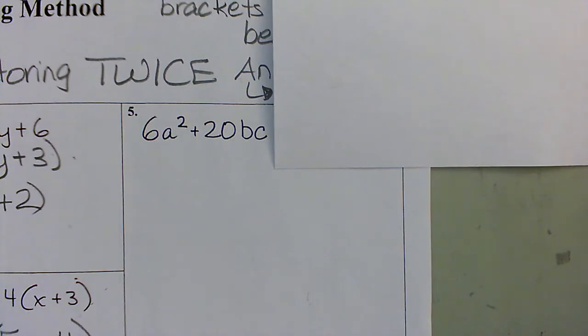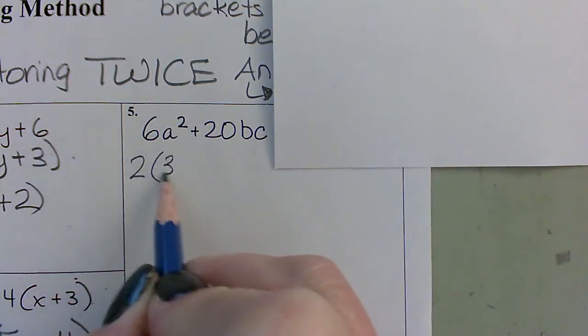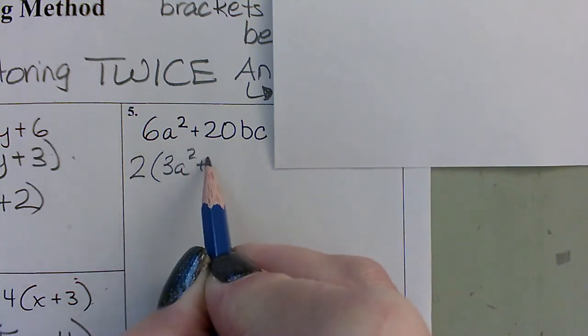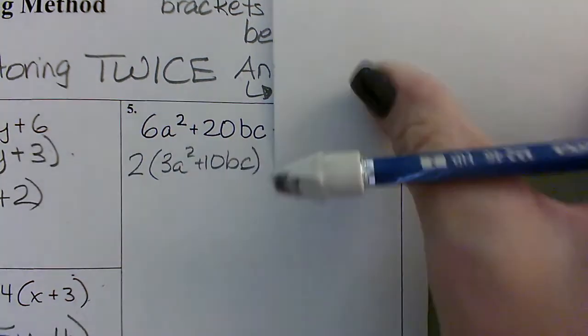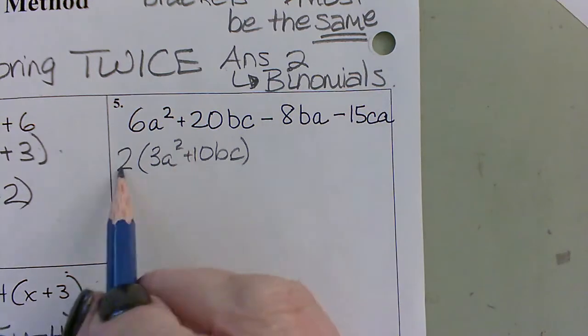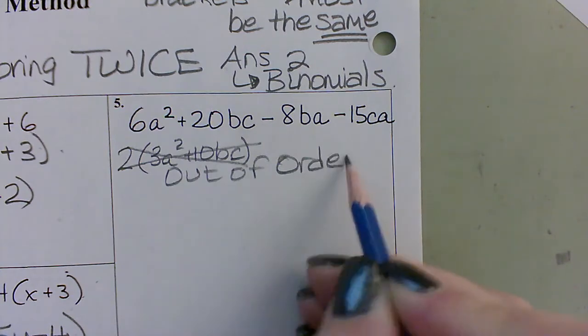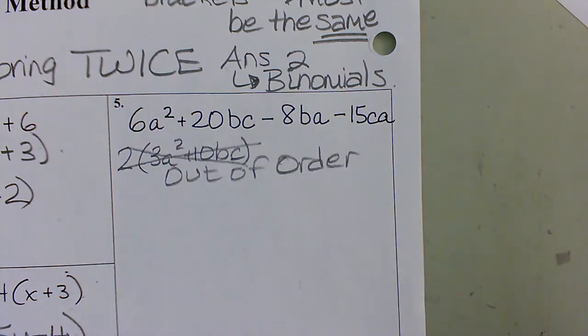What's common there? 2. That's pretty much it. What am I left with? 3a squared plus a 10bc. Now I want to be left with a 3a squared plus a 10bc left over when I'm done factoring this thing. Is there any possibility that I can get that? No. All right. So sometimes they're out of order. Not out of order as you can't do it. Out of order as rearrange.